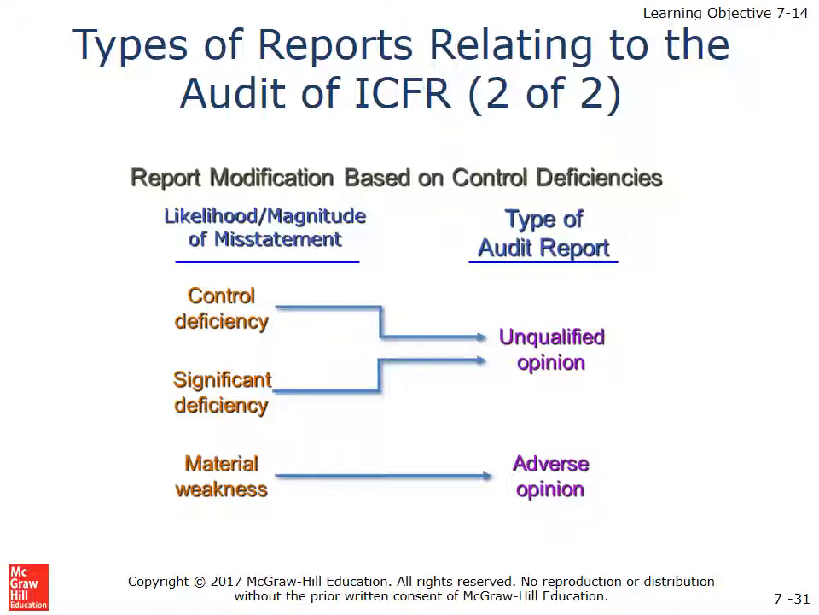You have an intro paragraph, a scope paragraph, a definition, inherent limitations, opinion, and explanatory paragraphs. You want to be very, very familiar with these reports. I know when I was taking the CPA exam, you used to have to memorize them. We're not at that level anymore, but you should be that familiar with them.